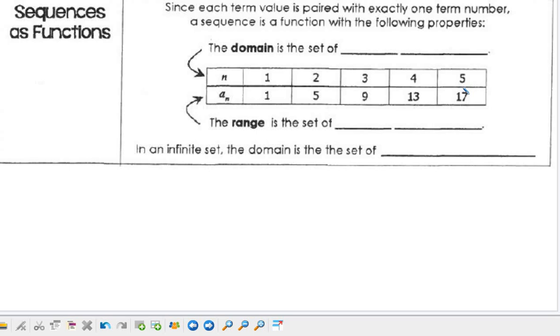So sequences as functions. So since each term value is paired with exactly one term number, a sequence is a function with the following properties. The domain is the set of term numbers. So like if this was a finite sequence, it has 5 terms. First term is 1, second term is 5, third term is 9, fourth term is 13, and fifth term is 17. The range would be the set of term values.